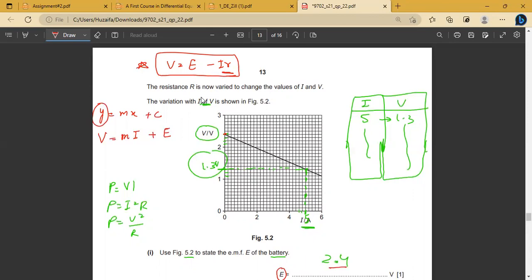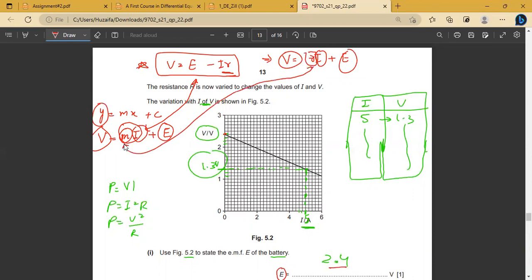This equation is very much similar to this equation. I know the value of the gradient will be negative here. My gradient is negative here. So if I compare this to this equation, what do you think will be my gradient? Let me write this equation like that: V equals minus rI plus E. So we have V here, V here, I here, I here, plus E, plus E. What is the gradient? Can you compare these two equations? What will be my gradient?